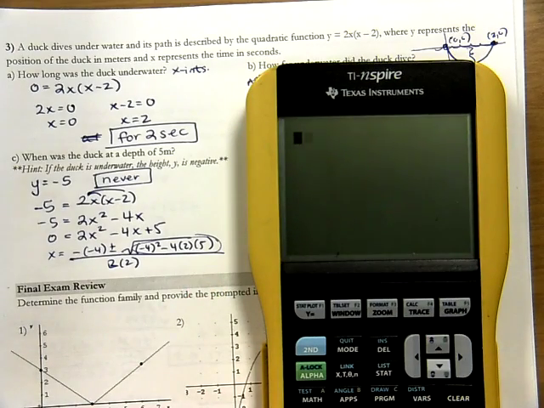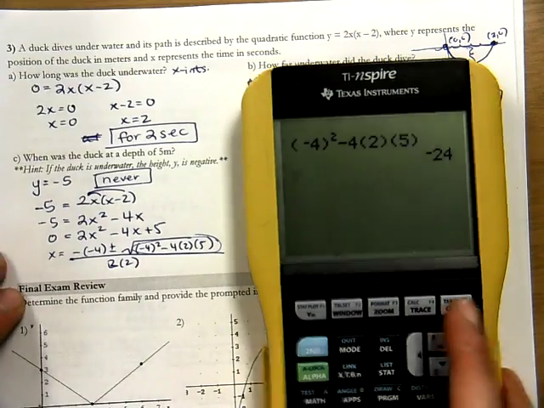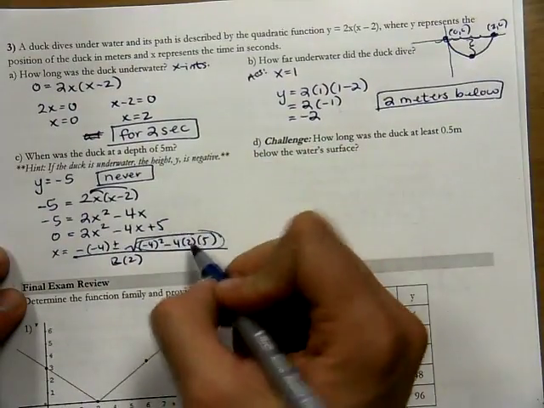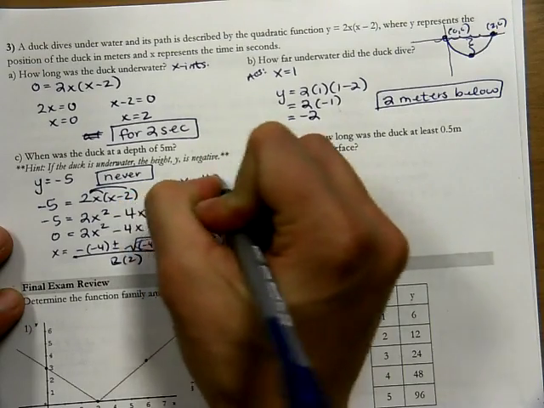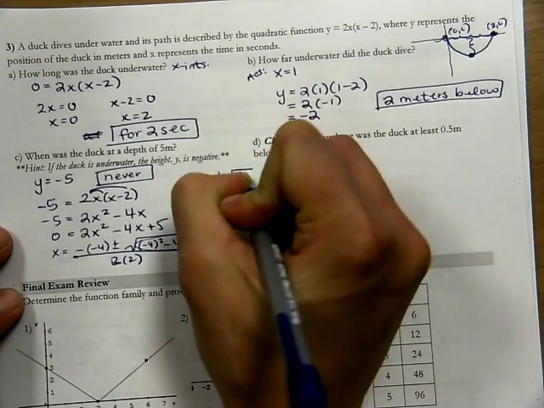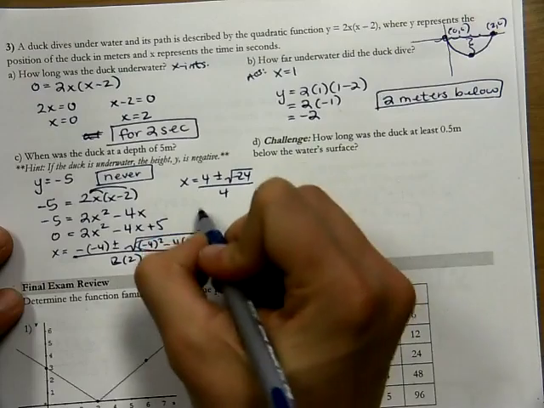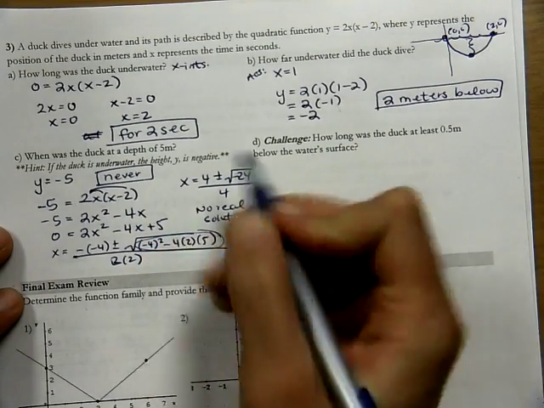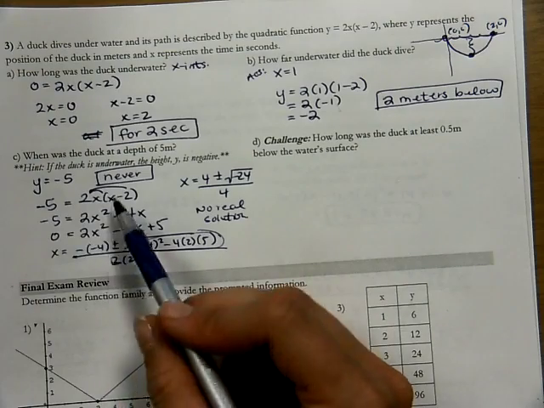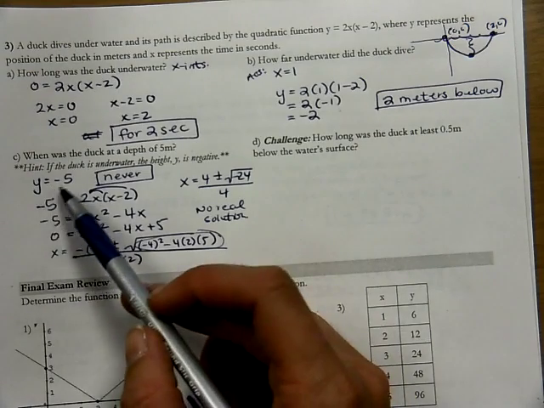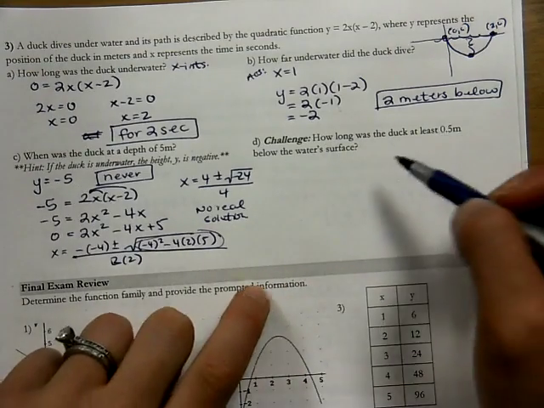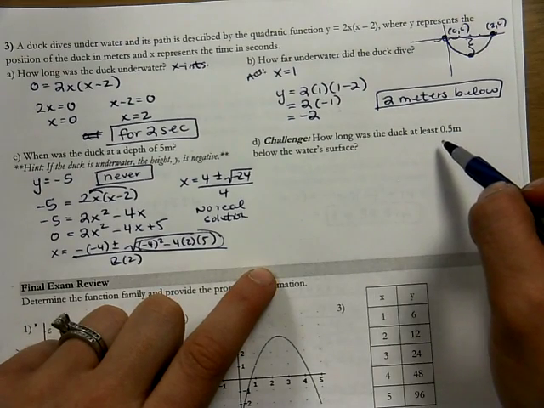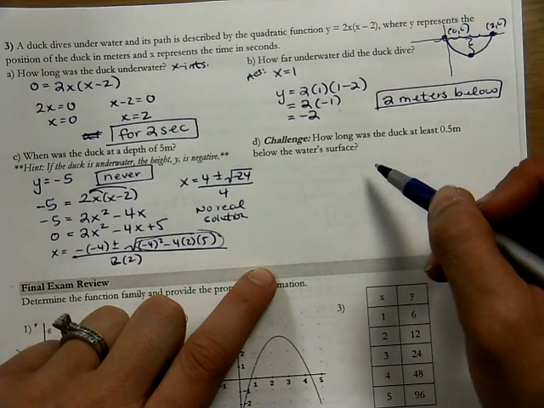I get negative 4 squared minus 4 times 2 times 5, which is negative 24. Well, when the discriminant's negative, I know that there is no real solution. Which means there is no time x for which the y value, or the height, is negative 5. And then finally, how long was the duck at least 0.5 meters below the water's surface?